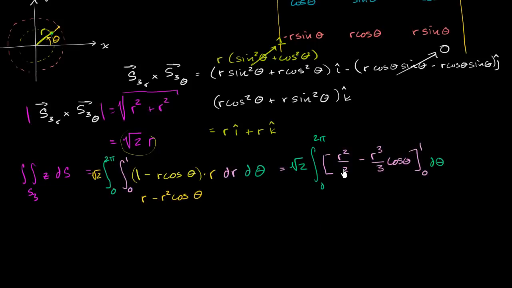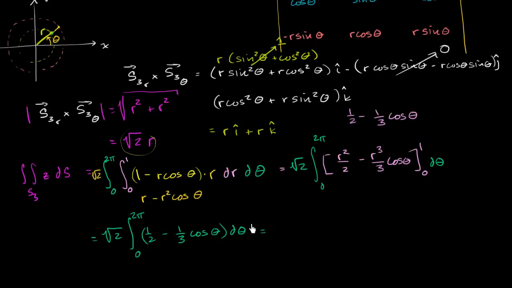When you evaluate it at 1, you get 1/2 minus 1/3 cosine theta. And then minus both of these evaluated at 0, well those are just going to be 0. 0 squared minus 0 squared times whatever, it's all going to be 0. So this business right over here just evaluates to 1/2 minus 1/3 cosine of theta. And so this is all going to be equal now to the square root of 2 times the integral from theta 0 to 2 pi of 1/2 minus 1/3 cosine of theta d theta.